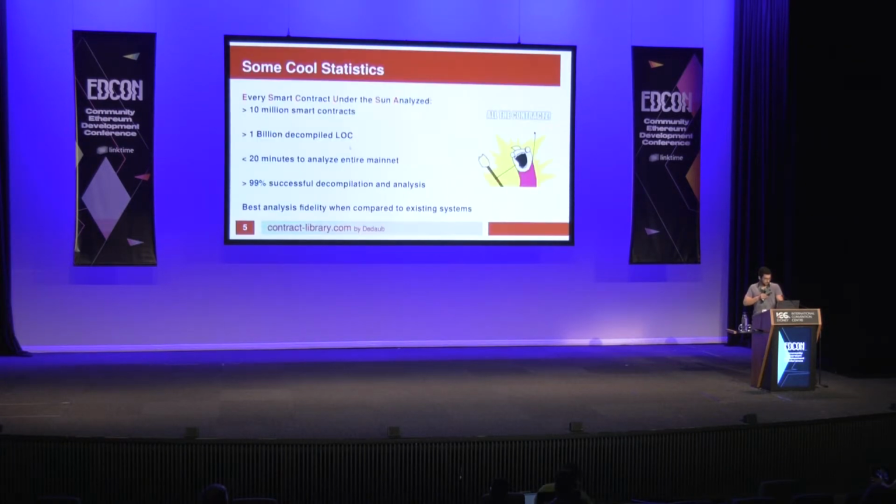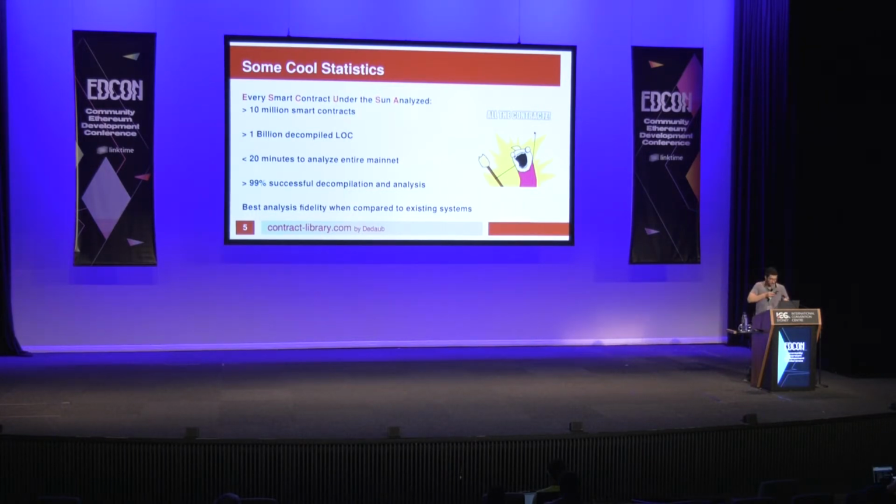So let's get back here. Some cool statistics about Contract Library: we analyze every smart contract that's ever been deployed on the Ethereum mainnet or on the testnets. That's over 10 million contracts, which is over 1 billion lines of decompiled code. After decompilation, it takes less than 20 minutes to analyze the entire mainnet with one security analysis. Okay, so for one security analysis, less than 20 minutes. But obviously, we have many of these.